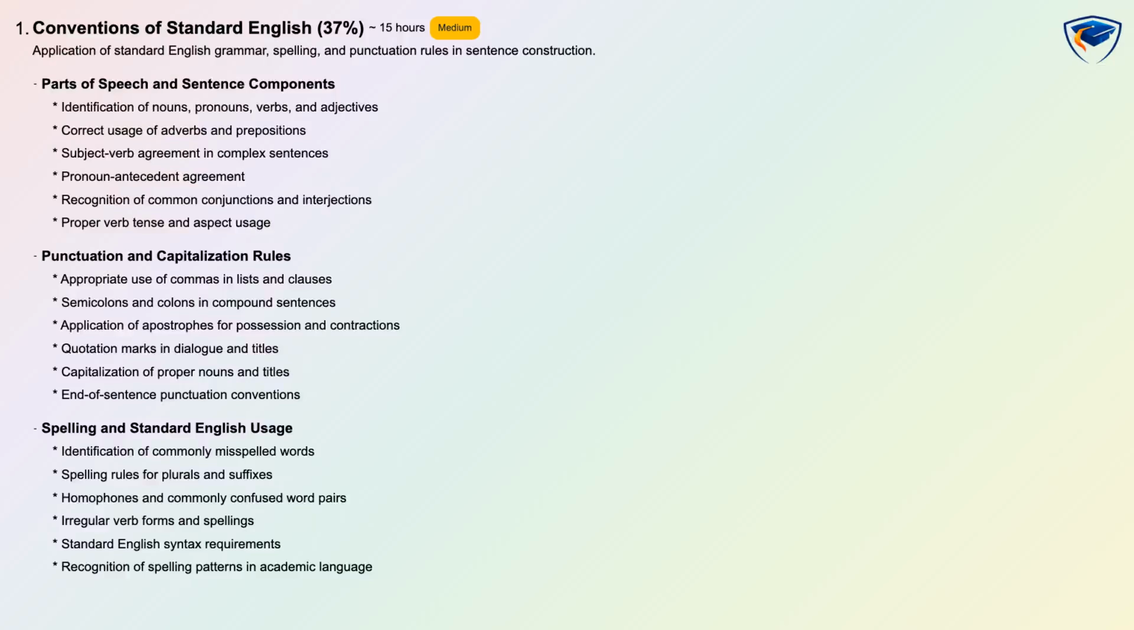You will learn to identify parts of speech and sentence components such as nouns, pronouns, verbs, adjectives, adverbs, and prepositions. Apply subject-verb agreement in complex sentences and ensure pronoun antecedent agreement. Use punctuation and capitalization correctly, including commas, semicolons, colons, apostrophes and quotation marks, and recognize spelling rules, common misspellings, homophones and irregular verb forms while maintaining standard English syntax.